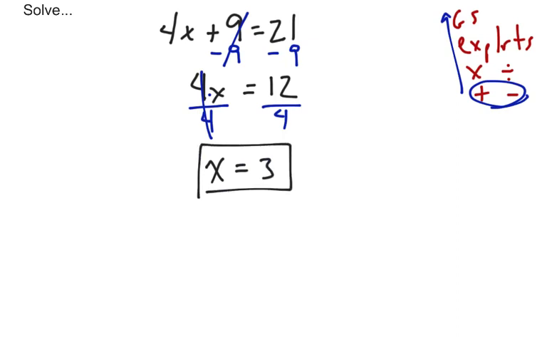There's our solution. Of course, we could check it by just substituting. 4 times 3 plus 9 equals 21. Well, 12 plus 9 is 21. That equals 21. True statement. So we're good.